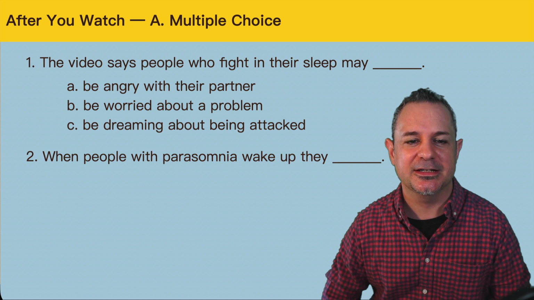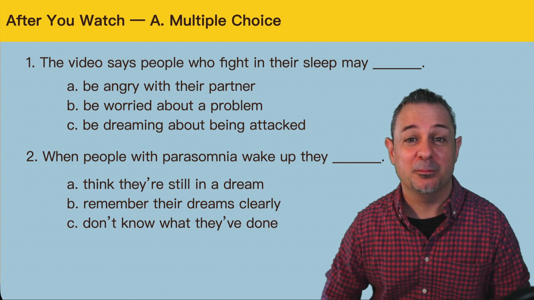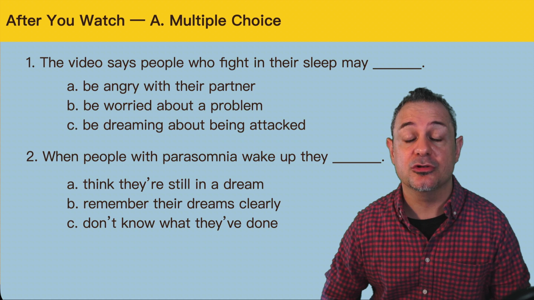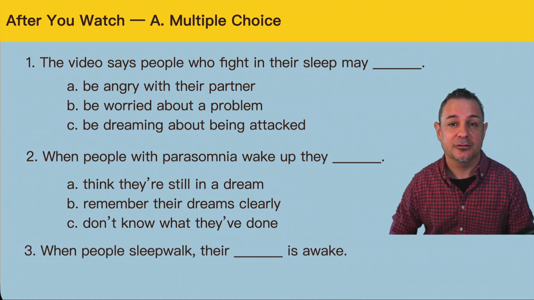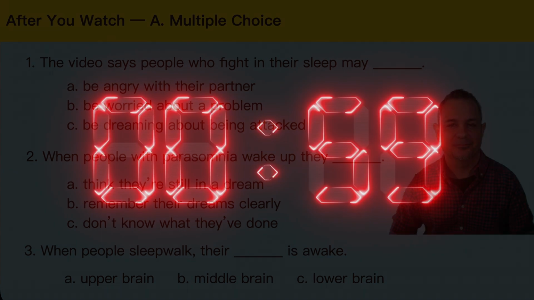The second question is, when people wake up with parasomnia, they A. Think they're still in a dream, B. Remember their dreams clearly, or C. Don't know what they've done. And here's the third question, or incomplete sentence. When people sleepwalk, their blank is awake. Is it their upper brain that's awake? Is the middle brain awake? Or is it the lower brain that's awake? Take a minute now to answer these questions. We'll review when you're done.